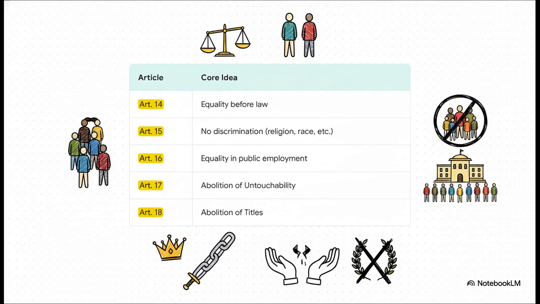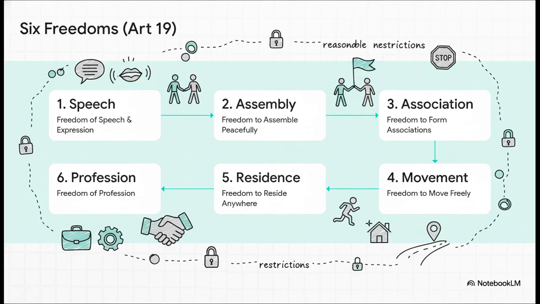And it even goes a step further to correct historical wrongs by abolishing practices like untouchability and getting rid of old aristocratic titles. Building on that foundation of equality, we get to Article 19, which gives us 6 absolutely essential freedoms. These are the things that let you live like a free person in a democracy. You can speak your mind, you can gather with others peacefully, you can live and work anywhere you want in the country. Now, it's important to remember these aren't totally absolute. The government can put reasonable restrictions on them, say for public order.